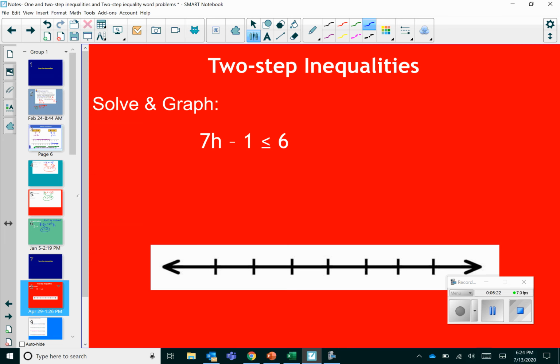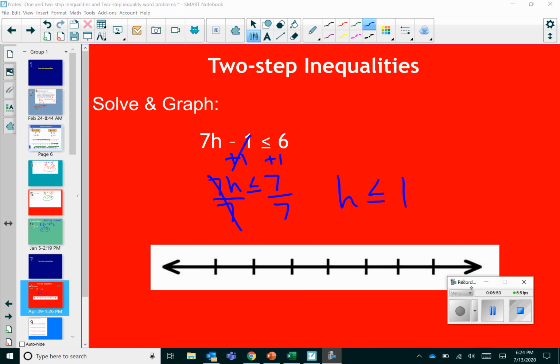So again, same process. However, we just have that extra rule where if you multiply or divide by a negative, you need to flip your inequality symbol. So the first thing we would do here would be to eliminate our constant, which is -1. So I'm going to add 1. So that's going to leave me with 7h is less than or equal to 6 plus 1 is 7. And then to get rid of my coefficient, we would divide both sides by 7, leaving us with h is less than or equal to 1.